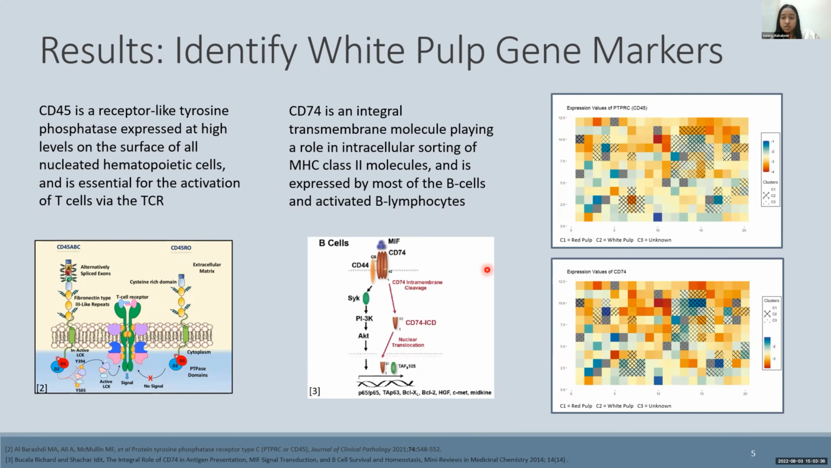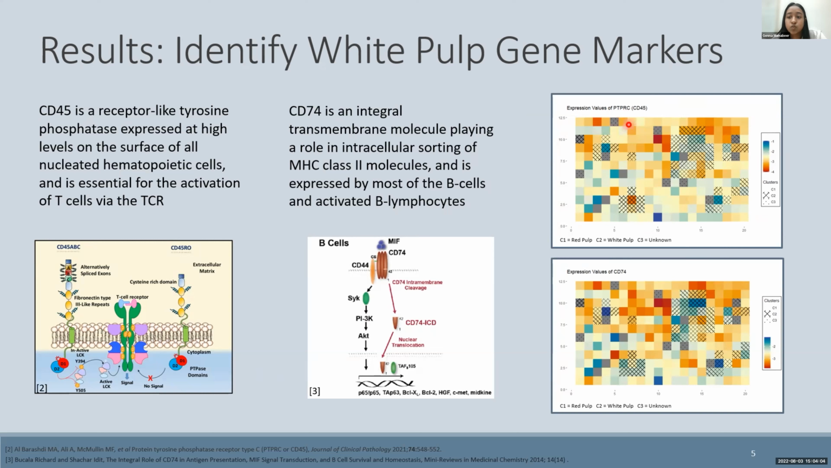So looking at the expression data here to the right, and this is a heat map, and the blue voxels here show a relatively higher expression, whereas the red and orange voxels show a relatively lower expression. So the red pulp here is indicated with no markings, and so we're calling that cluster 1. The white pulp here is shown with a crosshatch pattern, and we're calling that cluster 2. And then over here is cluster 3, which is the unknown region.